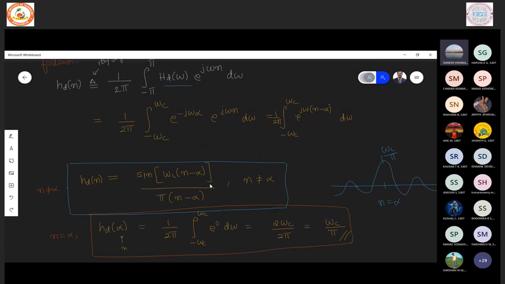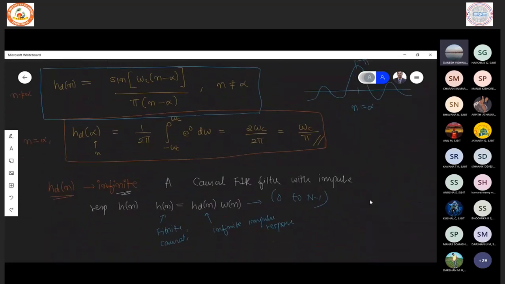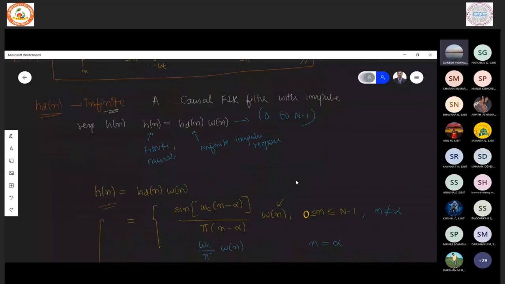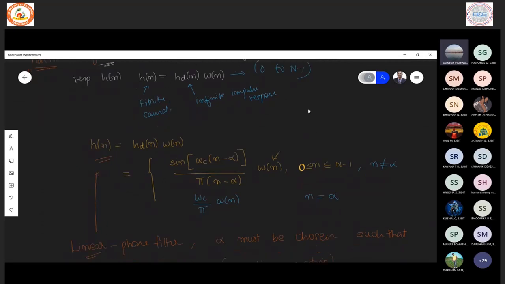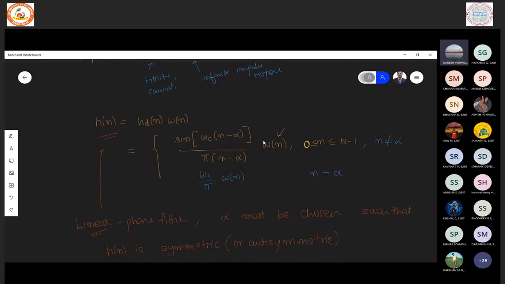Now the next step is multiplying. When you multiply h_d of n by W of n, the end result is called h of n. The objective of any design is to get h of n. Designing means you have to calculate h of n. As you can see, there are two cases: when n is not equal to alpha, and when n is equal to alpha. When n is equal to alpha, it is given by omega c by pi.